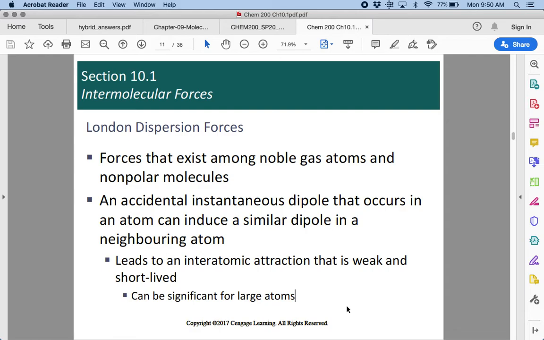So one of the things that you will have to be able to do come test and quiz time is to be able to relate these intermolecular forces to boiling points of different compounds and explain why we see these physical trends at different boiling points and relate it to intermolecular forces.